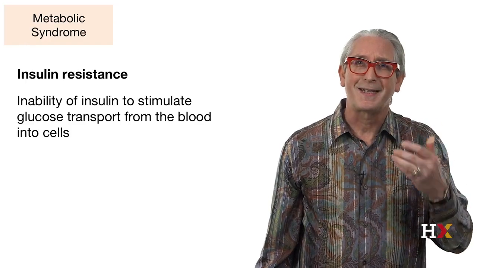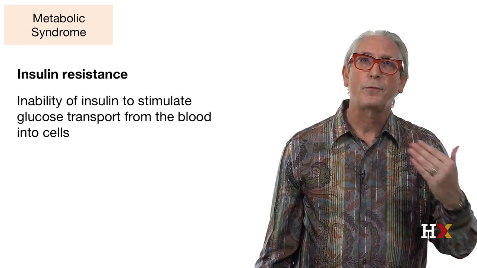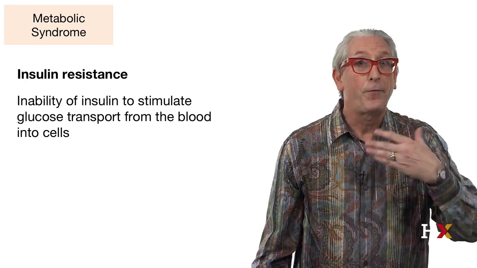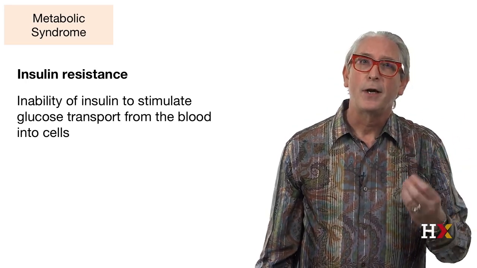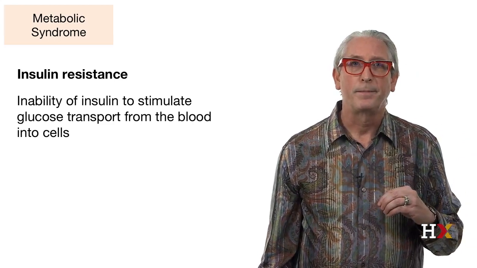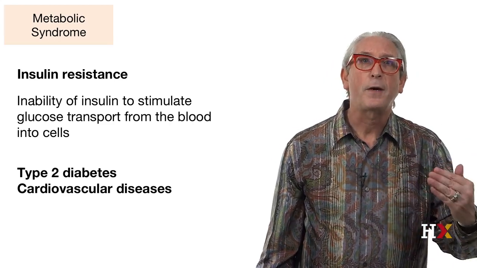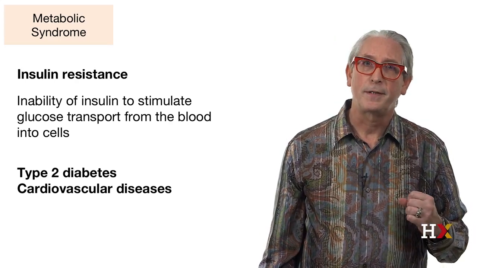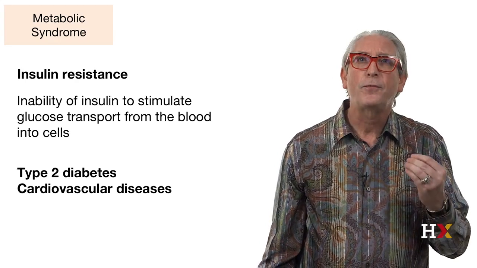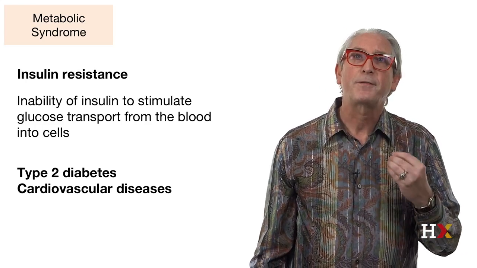So insulin resistance is defined as the inability of insulin to stimulate the transport of glucose from blood to tissues. While the pancreatic beta cells are fully functional and secrete insulin, your body's cells have lost their ability to respond to insulin. Insulin resistance can lead to type 2 diabetes, the topic of another video, and to cardiovascular diseases. While the mechanisms leading to insulin resistance are not fully understood, scientists believe that ectopic fat depositions have something to do with it.